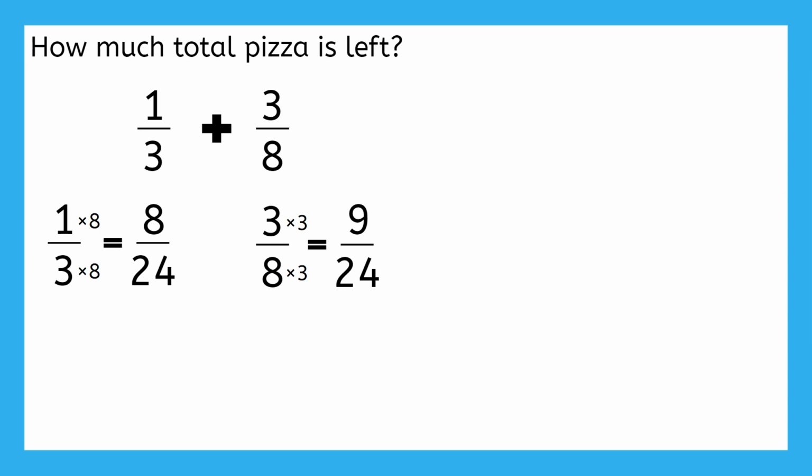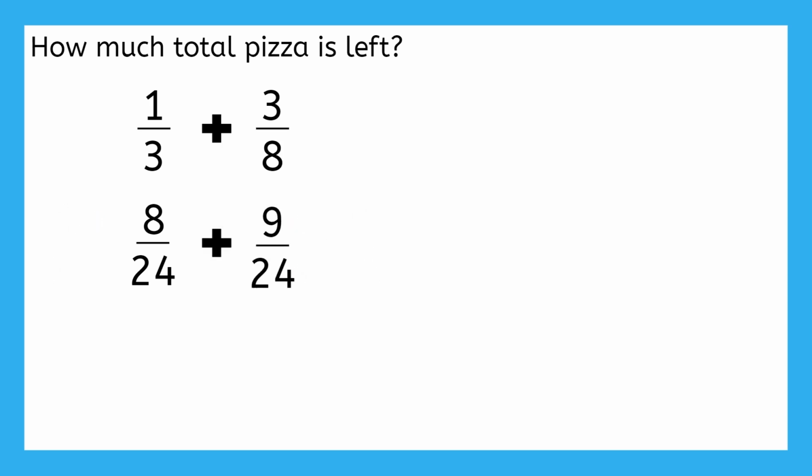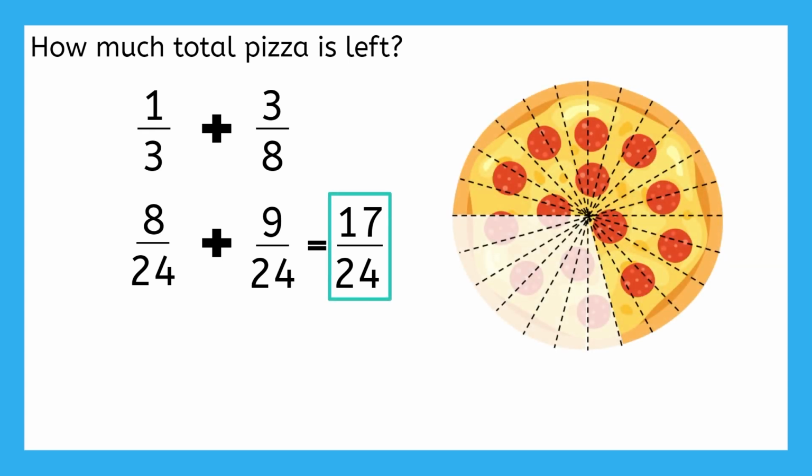This makes our new equation 8/24 plus 9/24. 8/24 plus 9/24 equals 17/24. Between both of our leftovers, we have 17/24 of a pizza left. That is more than enough for an afternoon snack.